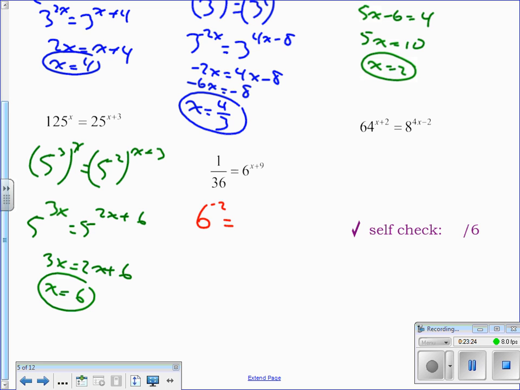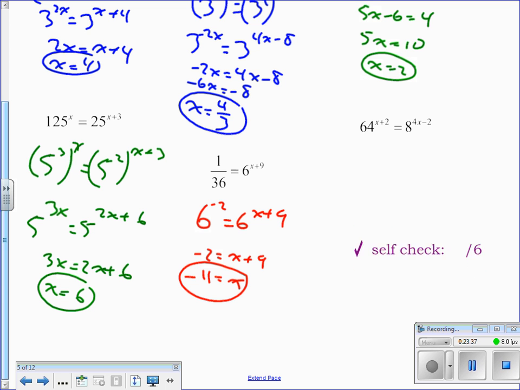6 to the negative 2 equals 6 to the x plus 9. Negative 2 equals x plus 9. Subtract 9, negative 11 is equal to x. That's nice. Get that out of the way.